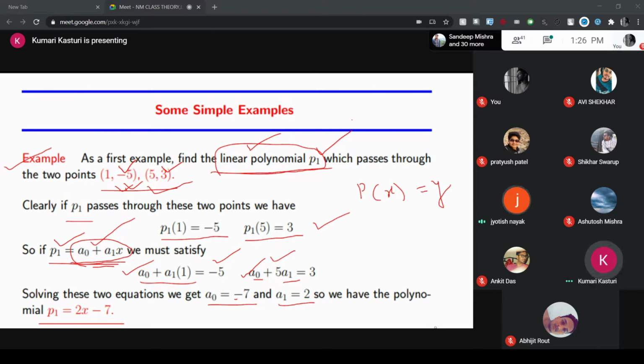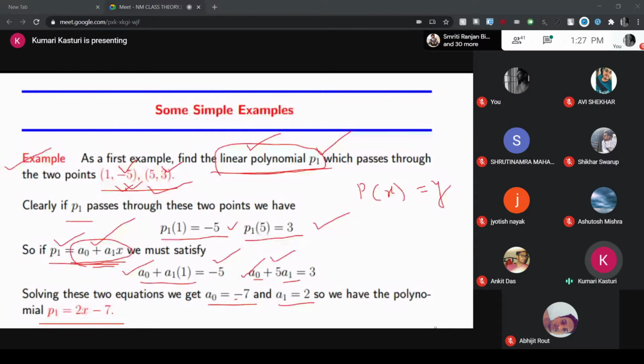Is it okay now? Okay, ma'am. Can I go to the next slide? Yes. And P(1) is equal to -5 and P(5) is equal to 3.